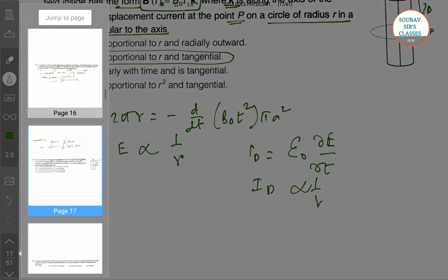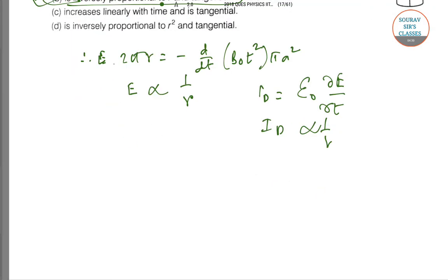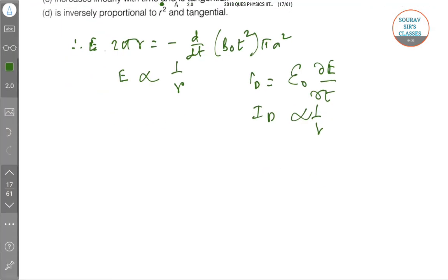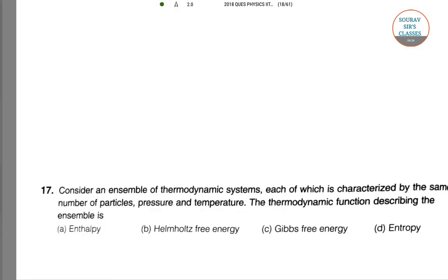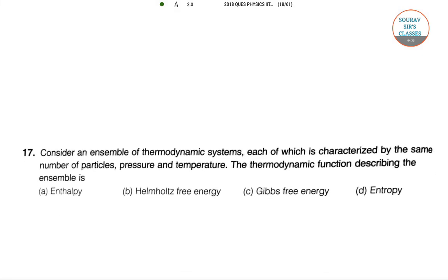Next one, consider an ensemble of thermodynamic systems, each of which is characterized by the same number of particles. So the same number of particles in the thermodynamic system, and pressure and temperature are also the same. So we need to find the thermodynamic function describing the ensemble.